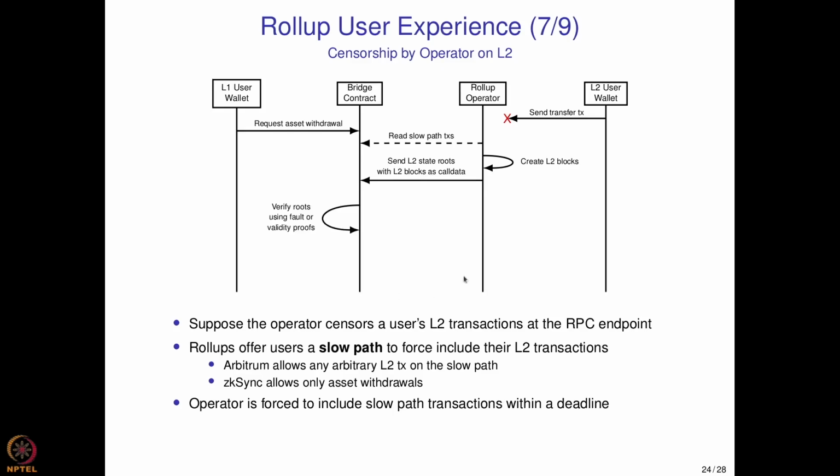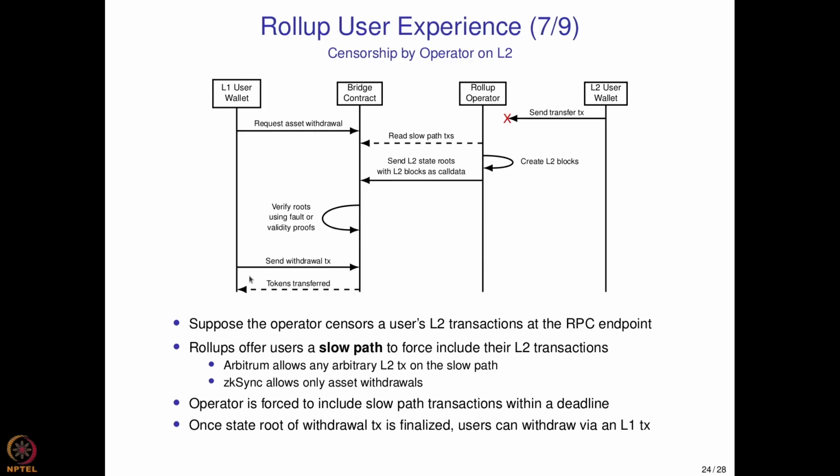And because of that, even if the rollup operator is censoring transactions on the RPC endpoints, they will be forced to include that asset withdrawal, and eventually that asset withdrawal will get confirmed and the tokens will be transferred back to the user. So this is one kind of failure mode, censorship by the operator on layer 2. But the disadvantage, or a con, of this is that there are delays, and you have to wait longer for your withdrawal to happen, and also you have to pay 2 layer 1 transaction fees, one to request the asset withdrawal and the other to send the withdrawal transaction itself.